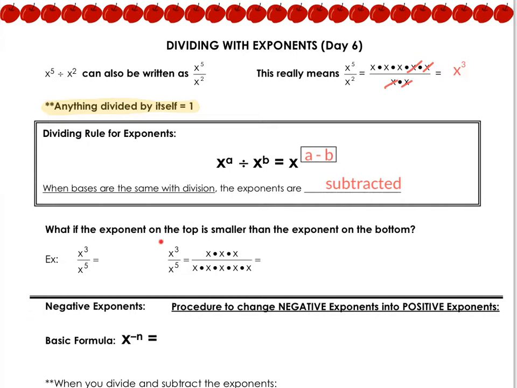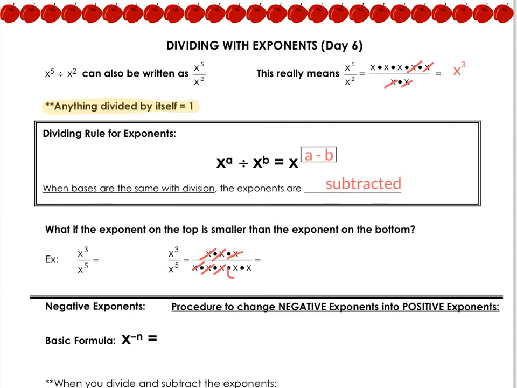So in this example, what if the exponent on the top is smaller than the exponent on the bottom? So similar to what we did in the previous example, we expanded it out. So x to the third was written out 3 times, x times x times x, x to the fifth 5 times. So we'll do the same thing. Anything divided by itself is 1, so they essentially cancel. So this will cancel with this first one, the second one will cancel with the second one, the third one will cancel with the third one.